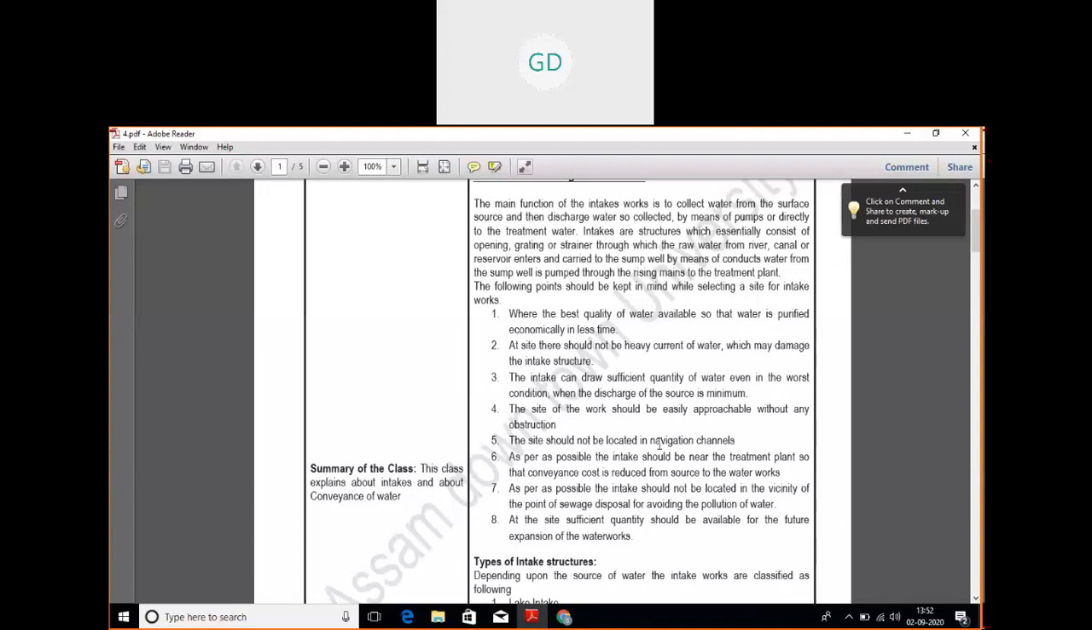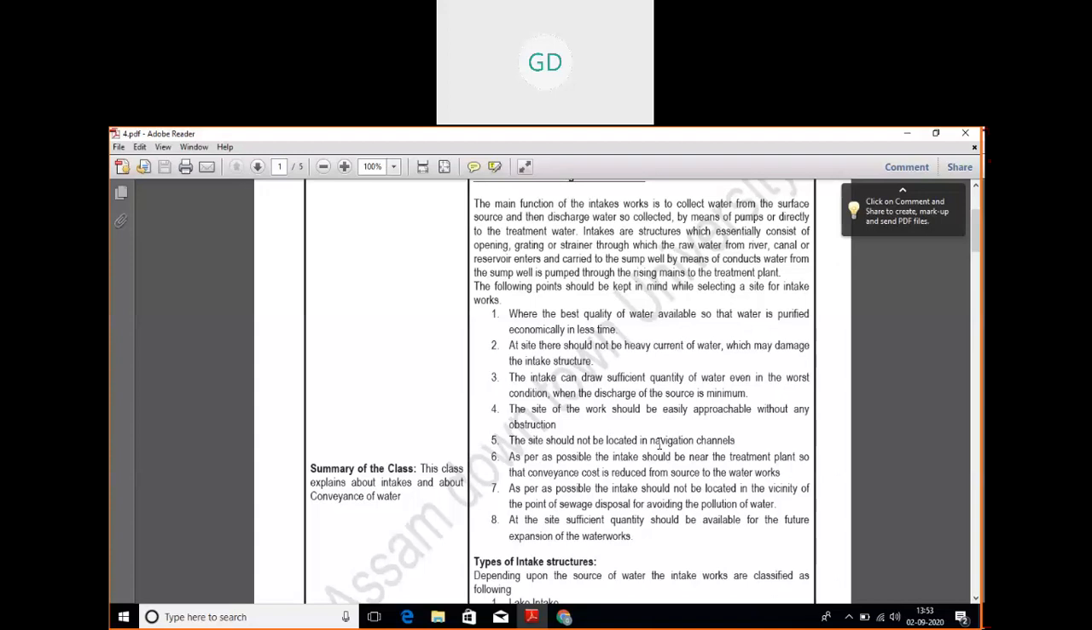Then next, the intake should never be located near the navigation channels, as otherwise there are chances of intake water getting polluted due to the discharge of refuse and waste from ships and boats. So the intake should not be located near navigation channels. So what are navigation channels? Well, ships, boats, all these things. So it should not be located near navigation channels.